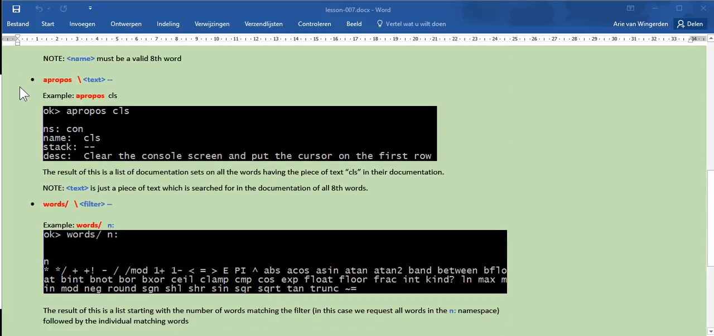Then the word apropos itself is also a helper word. It also takes a parameter as input. So when we invoke apropos with the input parameter CLS, we see that it finds the CLS word in the con class, in the console class, and it means that the console will be cleared.